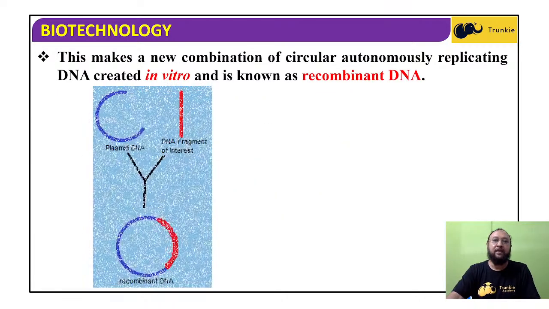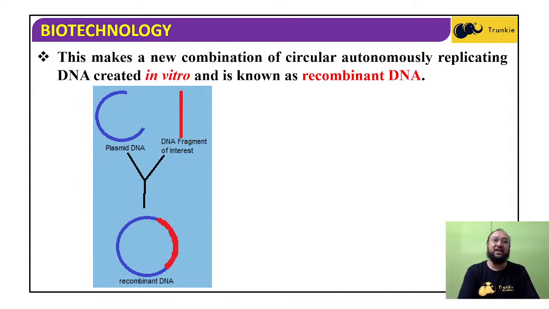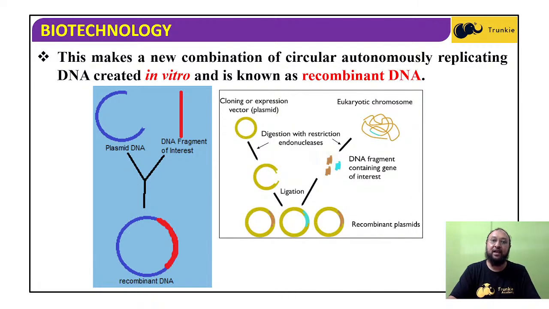This makes a new combination of circular, autonomously replicating DNA created in vitro, in the lab, and it is known as recombinant DNA. So we take the DNA of our interest and integrate it with the help of DNA ligase into the plasmid DNA, and then we get a new plasmid, a recombinant DNA, like a cloning or expression vector plasmid. With digestion by the restriction endonuclease, we take DNA fragments of our interest out of the eukaryotic chromosome, and then we place them with the help of ligase into the plasmid, or bacterial DNA.